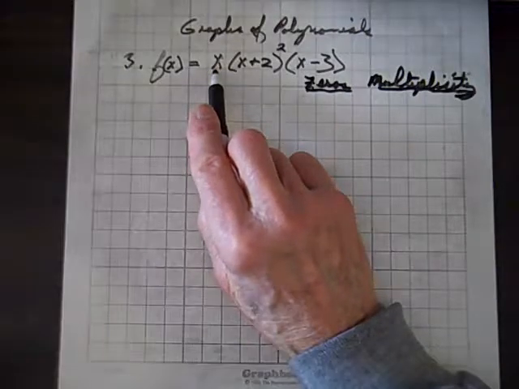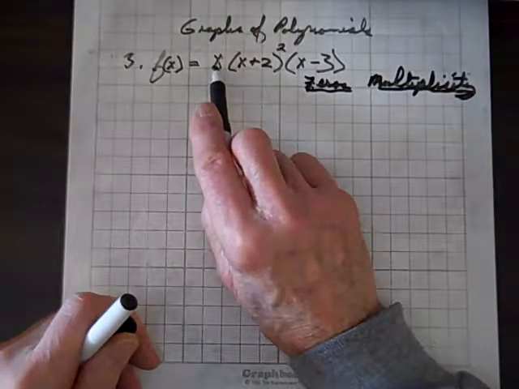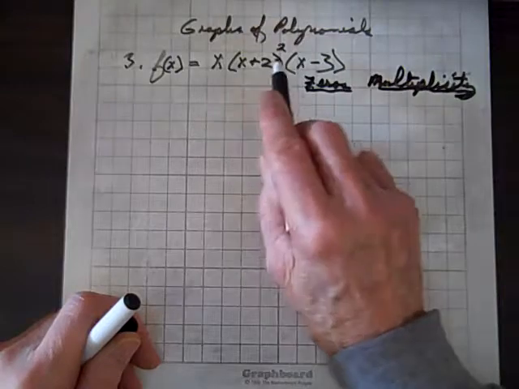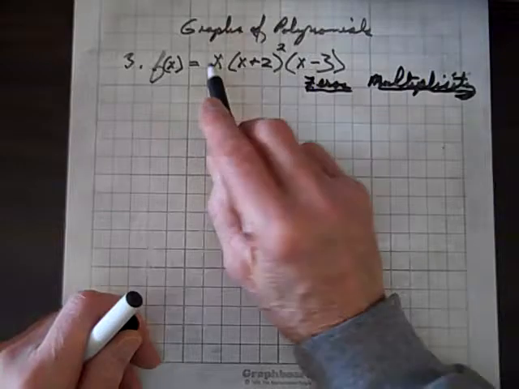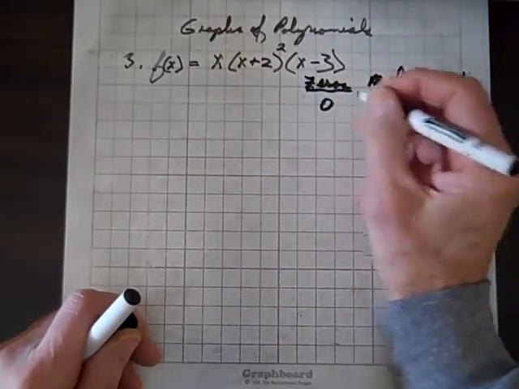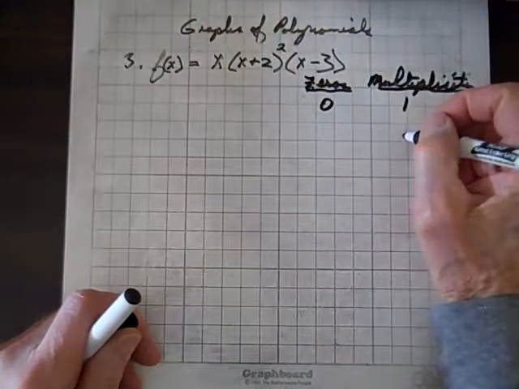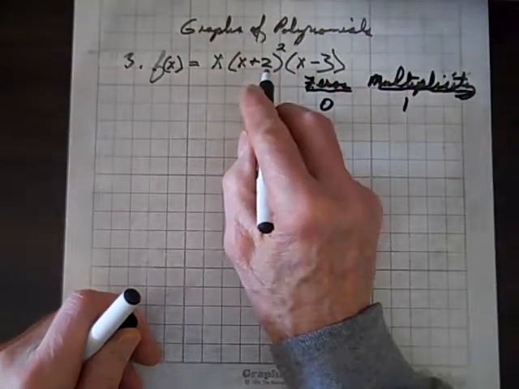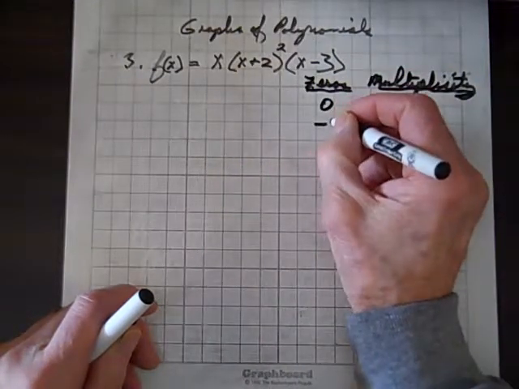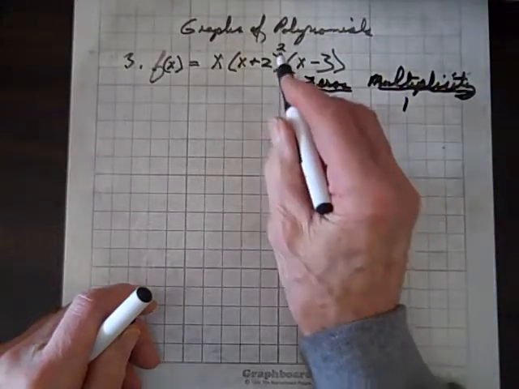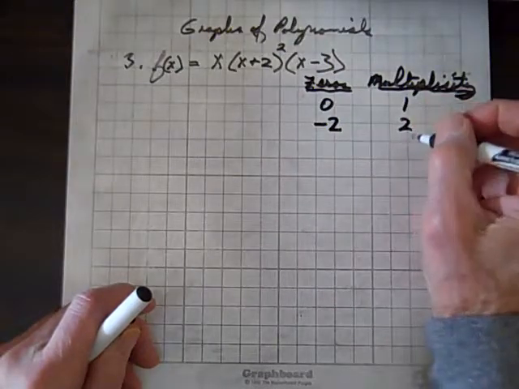And we can do that in our head by inspection. So here's 3 factors: x, the factor x plus 2, that quantity squared, and the factor x minus 3. What value of x will take x to 0? Well, 0 will. And what's the exponent on x? It's 1, so the multiplicity is 1. What value of x will take this expression to 0? Negative 2 will. So negative 2 is a 0. And what's the exponent on this expression? It's 2, so the multiplicity is 2.